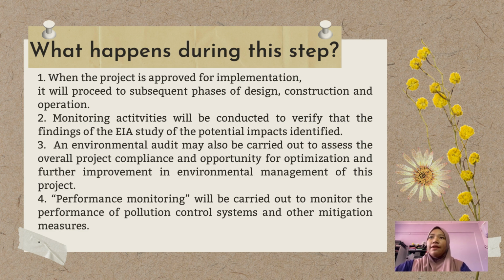It is to verify that the findings of the environmental impact assessment study are correct, where the potential impacts were identified, because they need to undergo the EIA scoping process to ensure that it is correct. Appropriate mitigation and prevention measures are also properly implemented and considered effective.